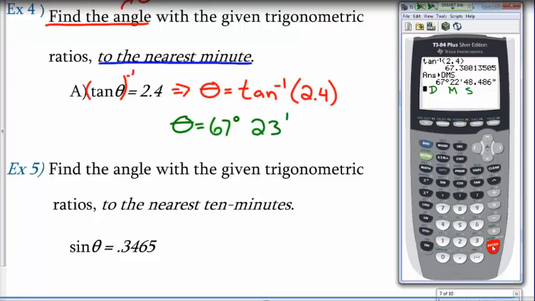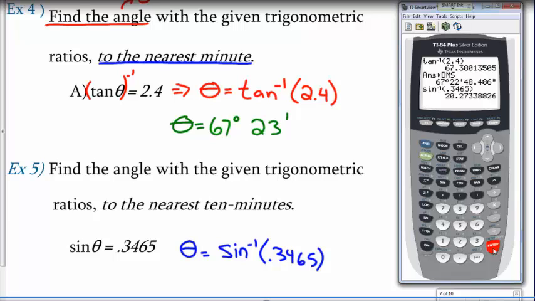In our second example, we're asked to find the given trigonometric ratio to the nearest 10 minutes. Well, we are going to solve this in a similar manner. Take the inverse sine of both sides. This will leave you with theta equal to sine inverse of 0.3465. To do this on your calculator, what you need to do is type second sine, that will give you your inverse sine, and type in your number 0.3465. Hit enter, and this will give you a decimal value.